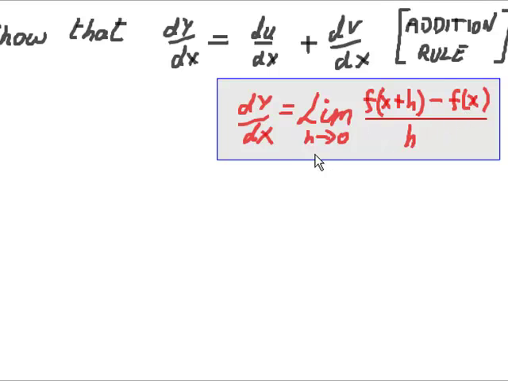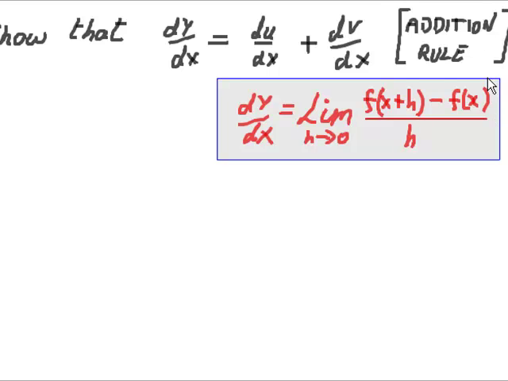So just to recap on that, dy/dx is the limit as h tends towards 0 of f(x plus h) minus f(x) over h. And this is the key to prove this formula. So if you keep this formula in front of you, you can't go far wrong. And that goes for any of the first principle proofs.